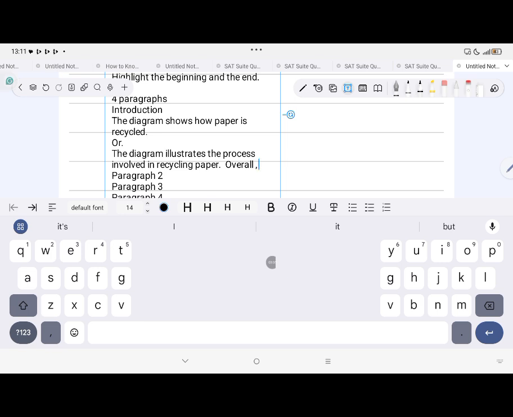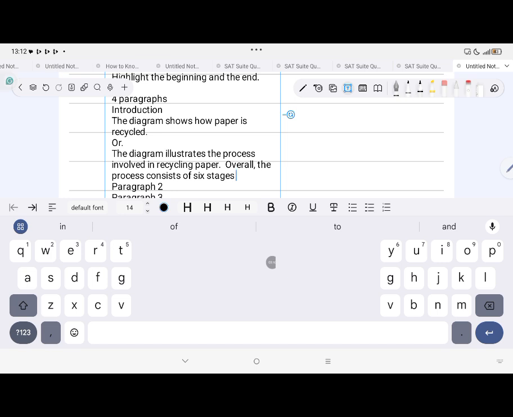Overall, the process consists of 6 stages. I recommend that whenever you're writing numbers less than 10, you write it in words. When it's more than 10, you can write it in digits. So overall, the process consists of 6 stages.